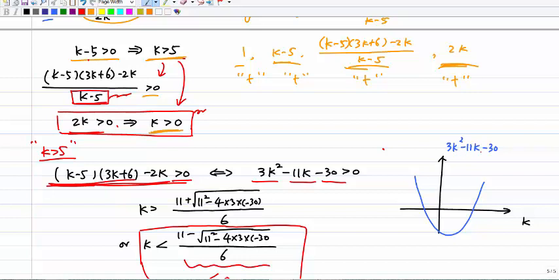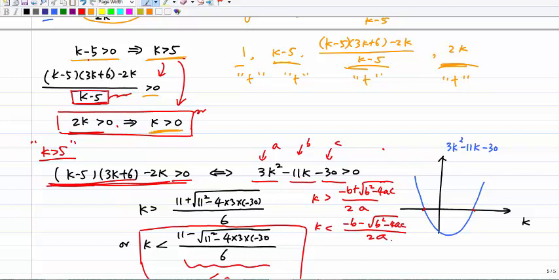Okay, so there are two conditions. If I draw 3k squared minus 11k minus 30 for different k, it goes down and goes up, so you have two sorts of solutions. Either you are smaller than something or you're greater than something. This is quite standard. If this is a, this is b, and this is c, then either k is greater than minus b plus the square root of b squared minus 4ac, divided by 2a, or k is less than minus b minus the square root of b squared minus 4ac, divided by 2a.